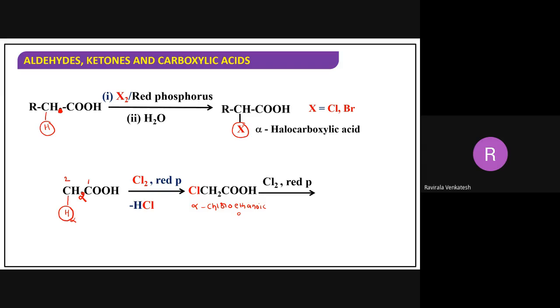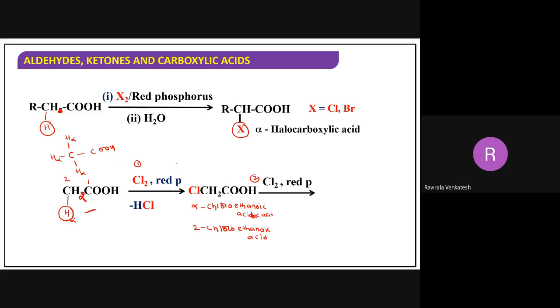Or alpha chloroacetic acid. 2-chloroethanoic acid. Now, if I do it one more time, a second time, what happens? How many alpha hydrogens are there on this acetic acid? 3 alpha hydrogens.